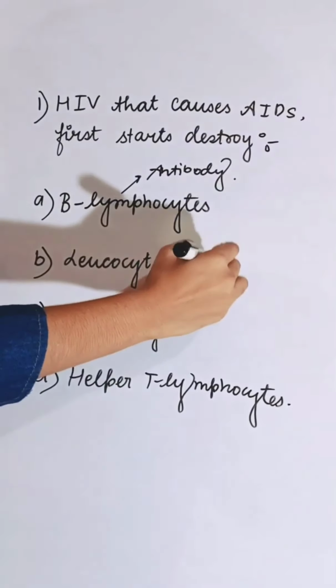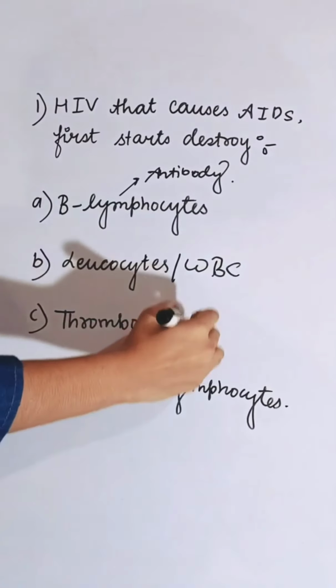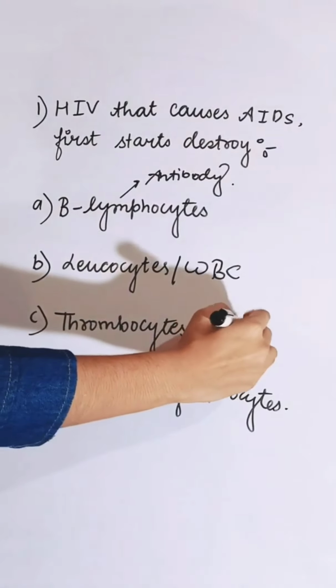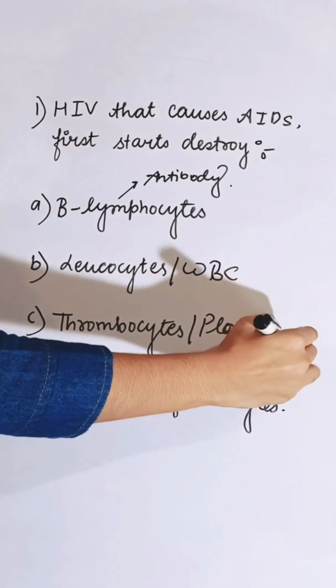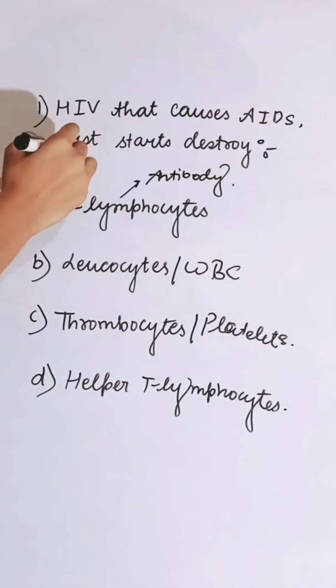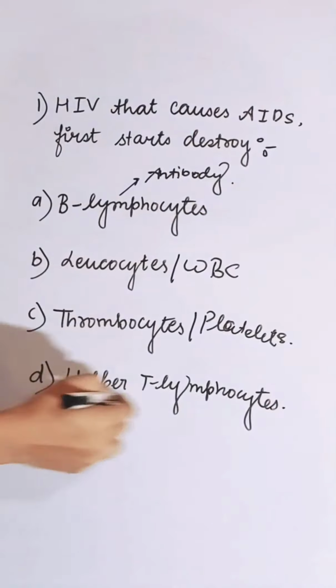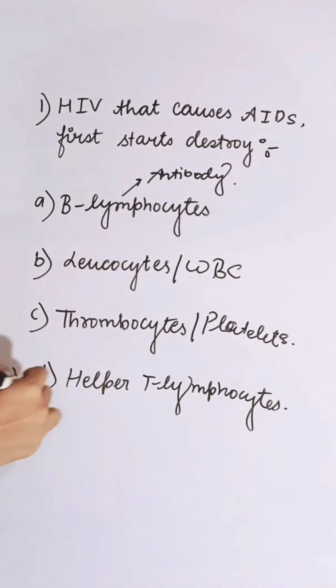Leukocyte is also known as WBC. Thrombocytes are known as platelets. HIV, which causes AIDS, first starts by destroying the helper T lymphocytes. So the correct answer is D.